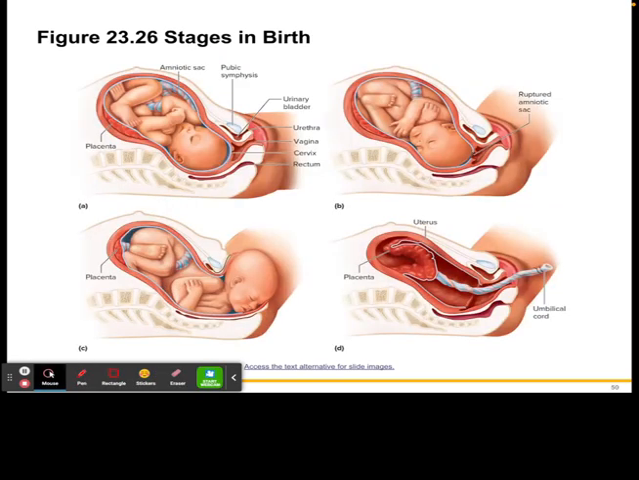Here's an image of the baby throughout the birthing process. So how it begins and how it finishes.